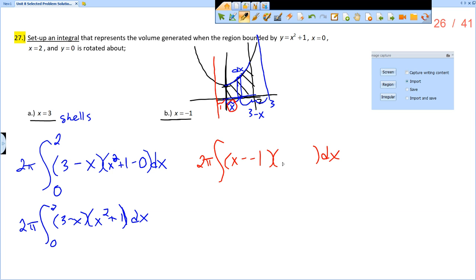Then still the upper boundary minus the lower boundary, x squared plus 1 minus 0, of course, but you can just not write that. We're still integrating from the left-hand part of the region to the right-hand part of the region, so 0 to 2. And so we would write 2 pi times the integral from 0 to 2 of x plus 1 times x squared plus 1 with respect to x. All right, so that is problem number 27.